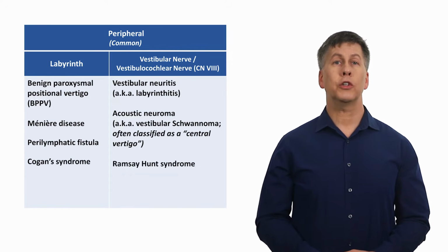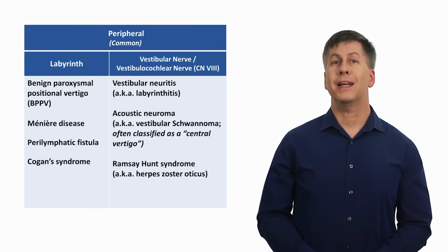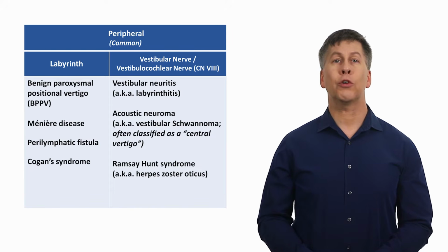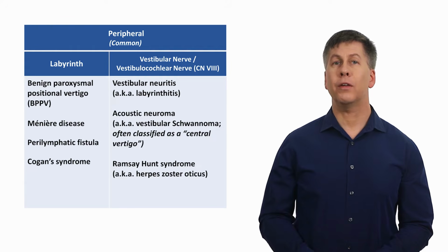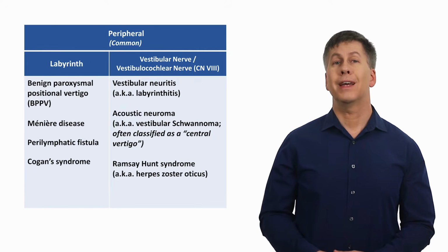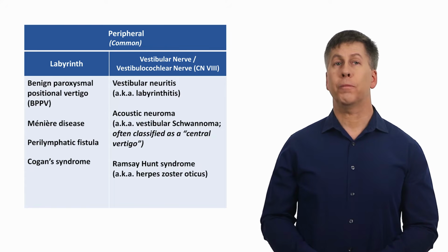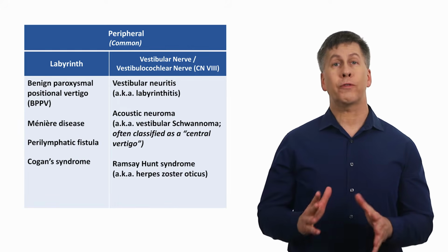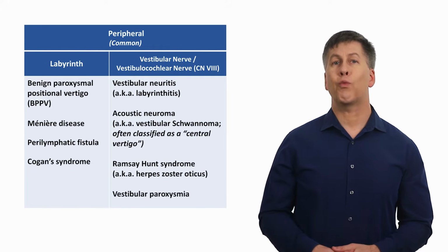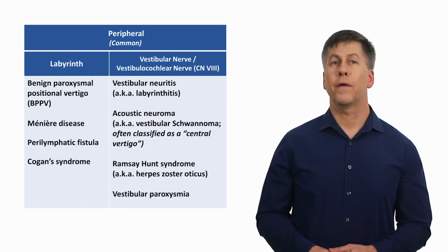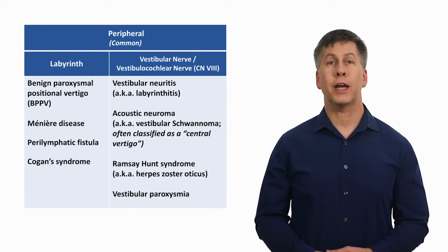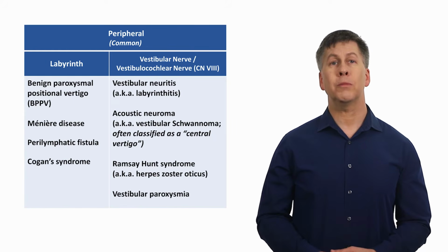Ramsay-Hunt syndrome, also known as herpes zoster oticus, is essentially shingles affecting the ear, manifesting as unilateral facial paralysis, ear pain, vesicles within the auditory canal and on the auricle, hearing loss, and of course vertigo. The final peripheral cause of vertigo I'll mention is called vestibular paroxysmia, which is a rare, poorly understood chronic condition manifesting as very brief attacks of vertigo occurring several times a day, sometimes with auditory symptoms during attacks.